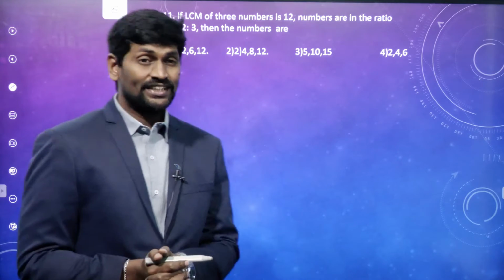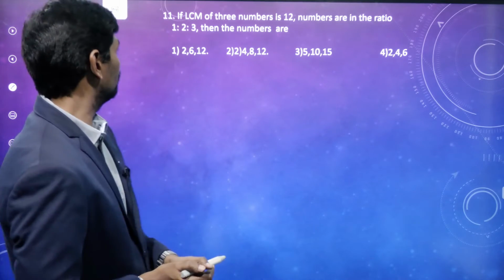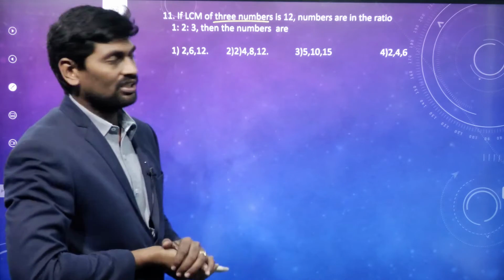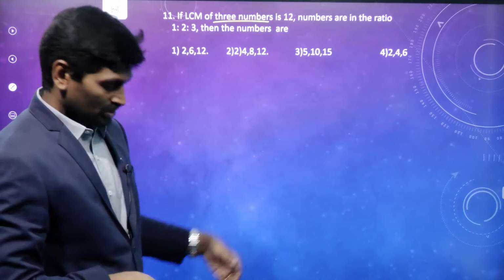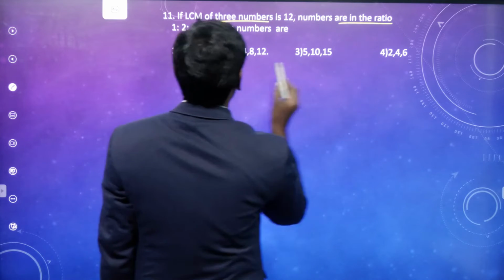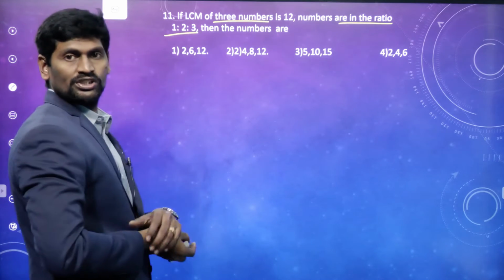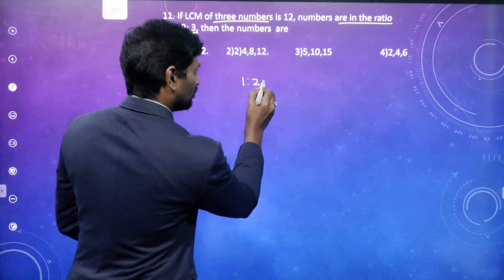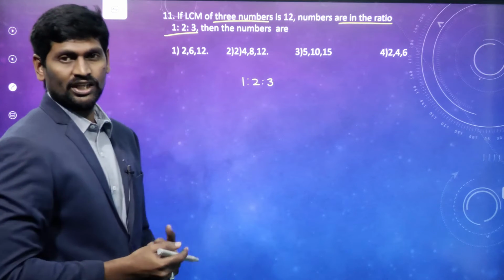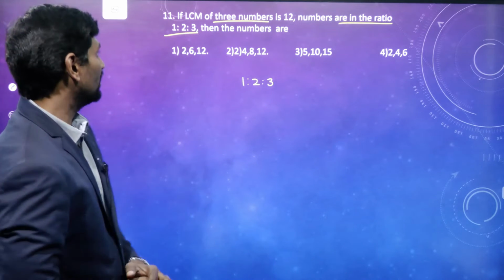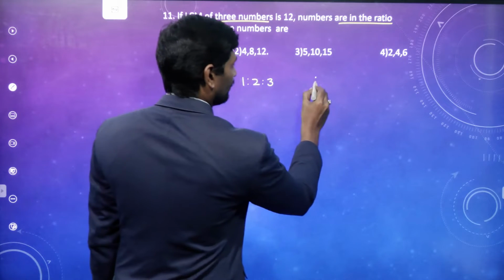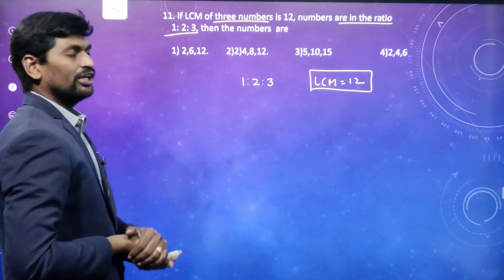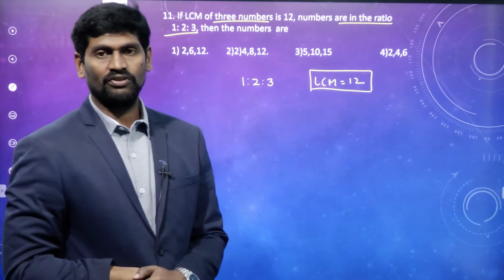Yeah. LCM of the numbers is 12. 3 numbers are given. We don't know the 3 numbers, but we know their ratio. The numbers are in the ratio 1:2:3. The ratio of the 3 numbers is 1:2:3 and the LCM of the 3 numbers is 12. Now we need to find the numbers.